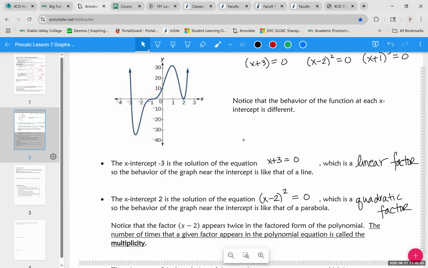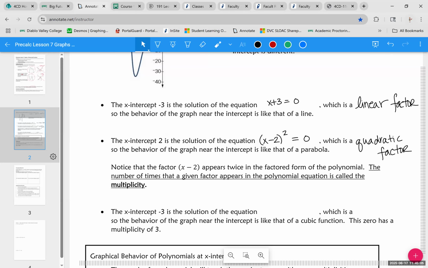So last but not least, oh, sorry, I was going to go to the -3, but I see I have a little bit more to say here. So the factor x minus 2 appears twice in the factored form of the polynomial, x minus 2 squared. The number of times that a given factor appears in a polynomial equation is called the multiplicity. So it is a quadratic factor, or we could also say x minus 2 has multiplicity, which is a long word, 2, okay? And x plus 3 has multiplicity 1.